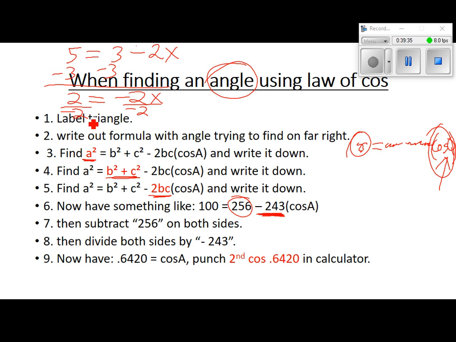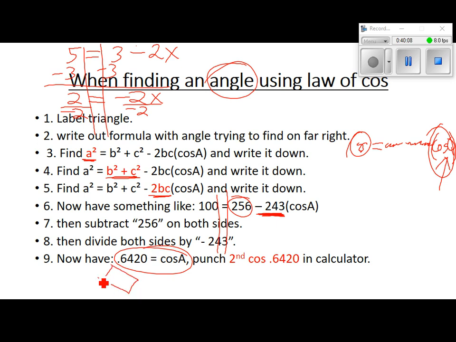Okay. So do you subtract that from both sides? No, you subtract it from just the other side. So every time, just like solving this equation, you're splitting it up there at the equal sign, and you're trying to move everything from this side over to this side to get the variable by itself. And the variable this time is that cosine of A. Once you have that, you have something like 0.6420 equals the cosine of A.